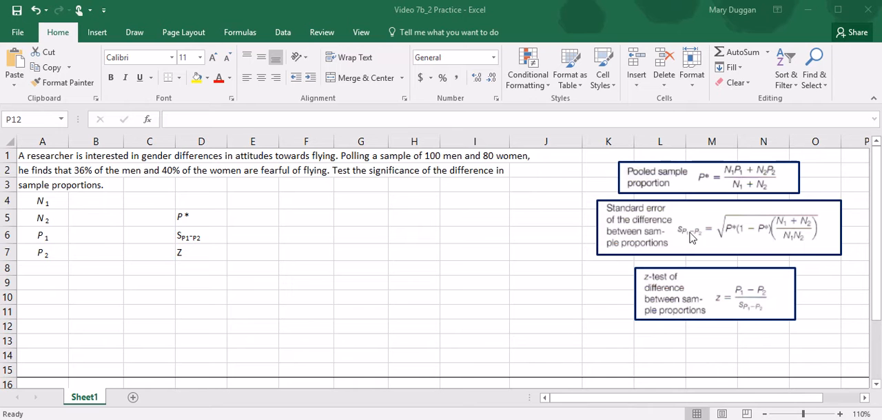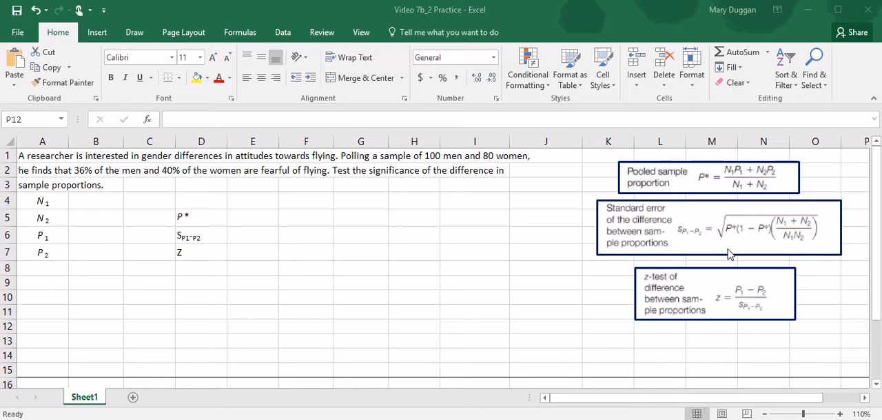And then above is the formula for the standard error of the differences between sample proportions. And you will notice in this formula we have something called P star. P star is the proportion for the entire sample when we only know the proportions and sample sizes for the two groups. And we can work backwards to determine an overall proportion using this formula.